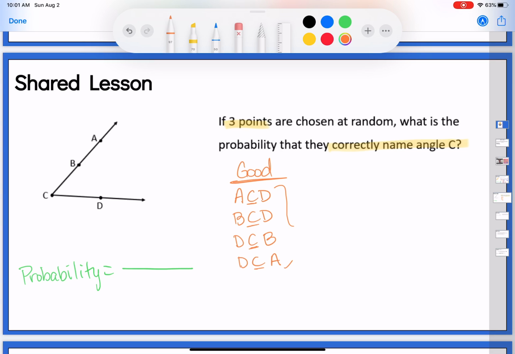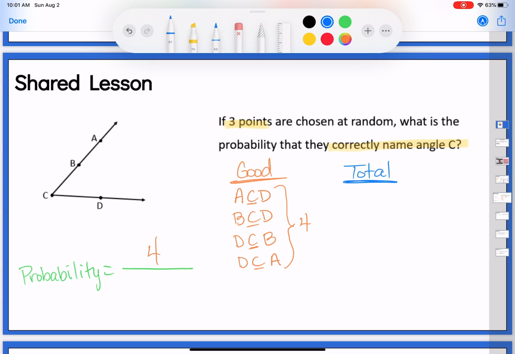So maybe it was a little bit faster even to do just the listing them out on this one because it was a little more complicated than just picking 2. So there are 4 good possibilities here for naming angle C. Now when I get to my total possibilities though, maybe we can shorten this one up, because if I had to list out every single way I could list 3 of those 4 letters, whew, boy, that would take forever. So let's use that counting principle.